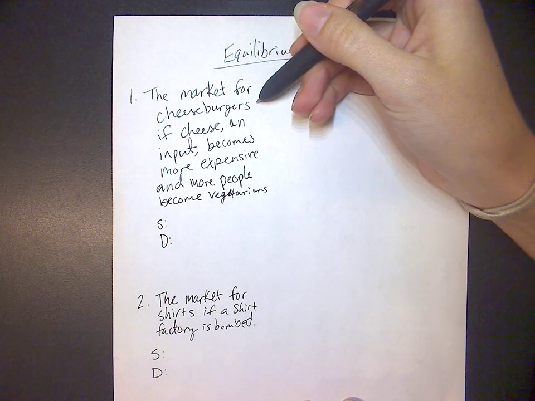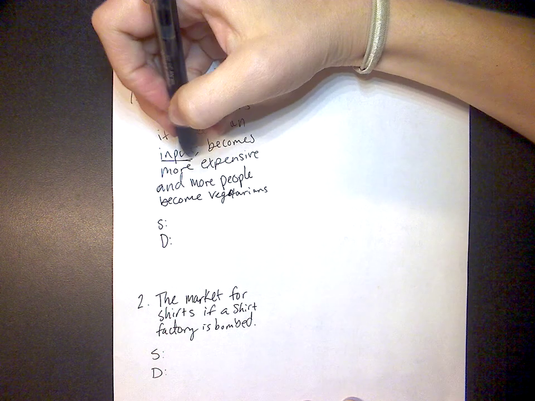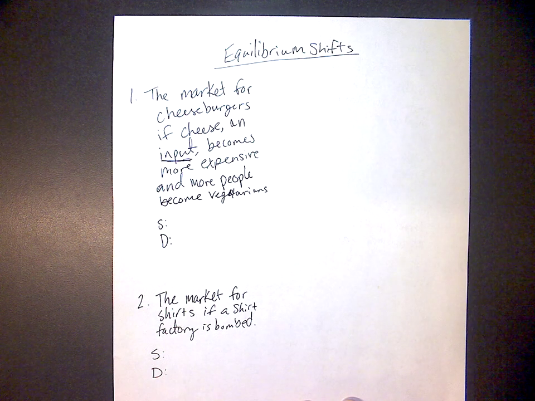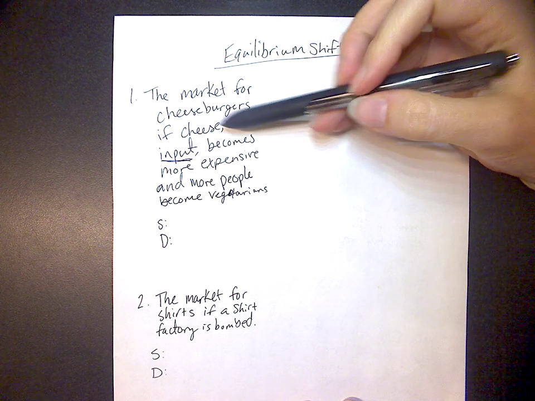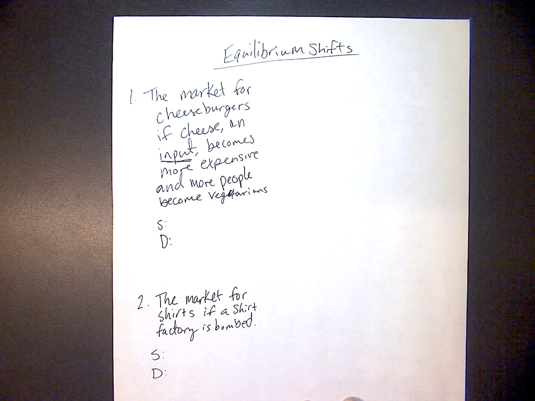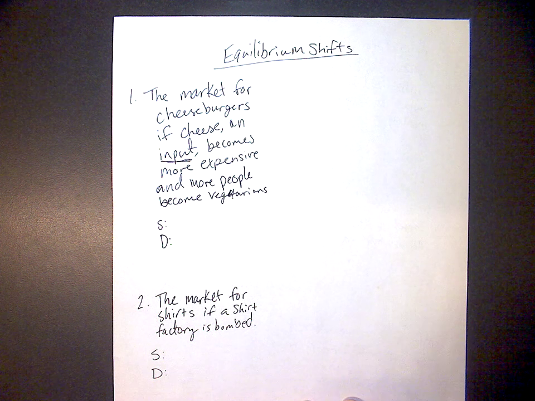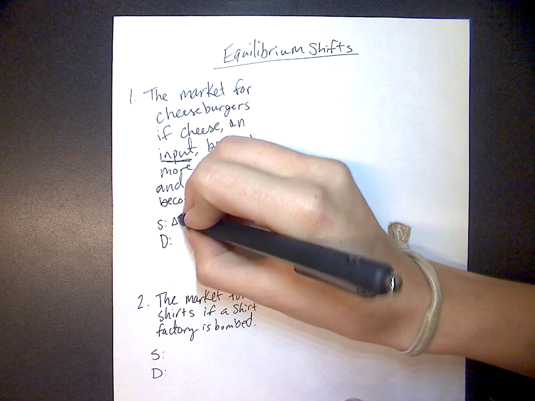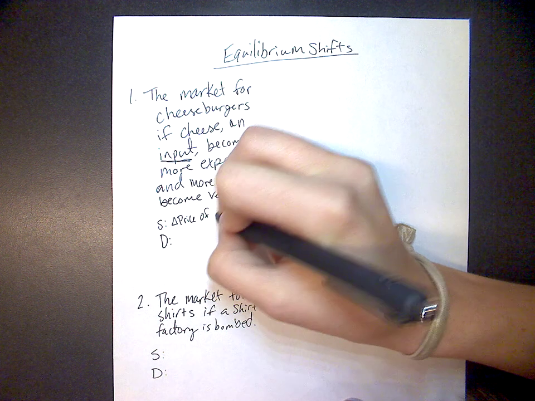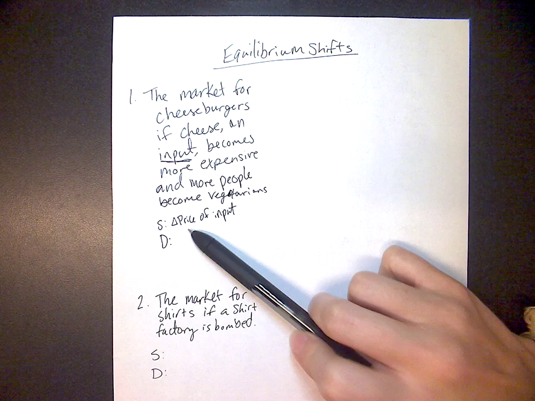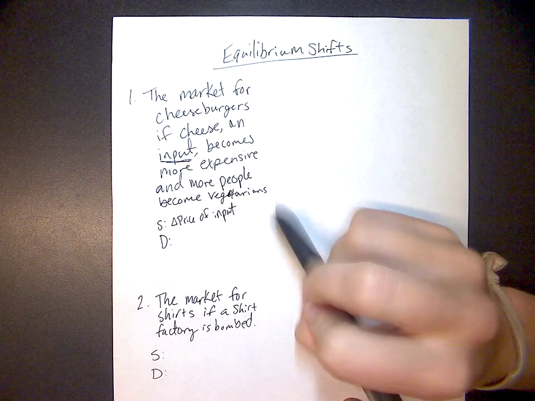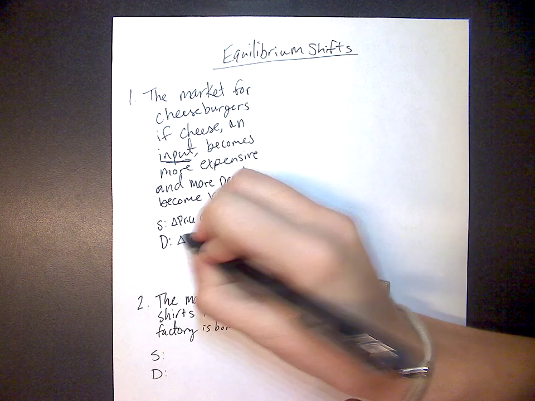So market for cheeseburgers. If cheese, an input, okay, that's important, right? Telling us how they're related, becomes more expensive and more people become vegetarians. Okay, so there's two things going on here. Cheese, an input, becomes more expensive. So go ahead and write the shifter for that. Pause if you need to find your shifters. Okay, yeah, it's change in price of input. You could do change in price of input, change in price of resource, any of those is fine. And then demand is change in tastes and preferences.